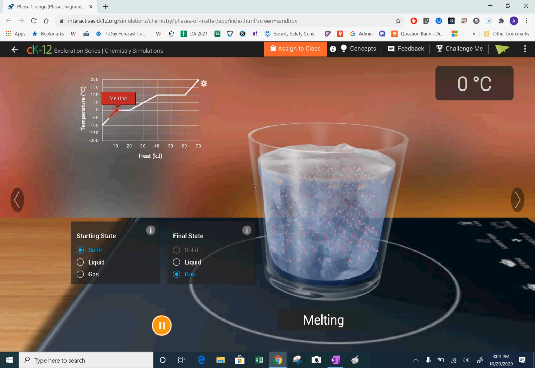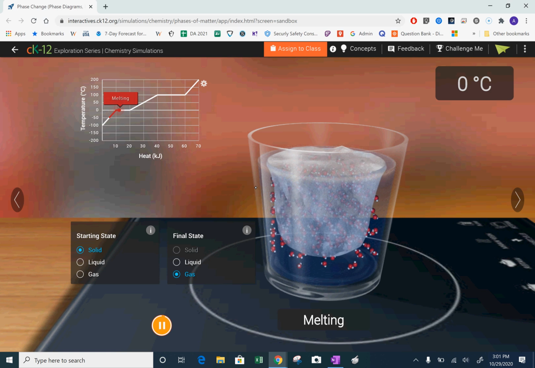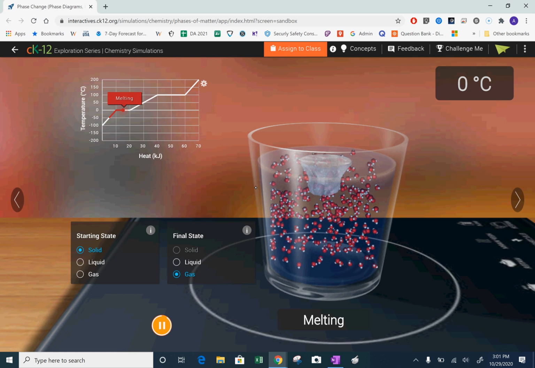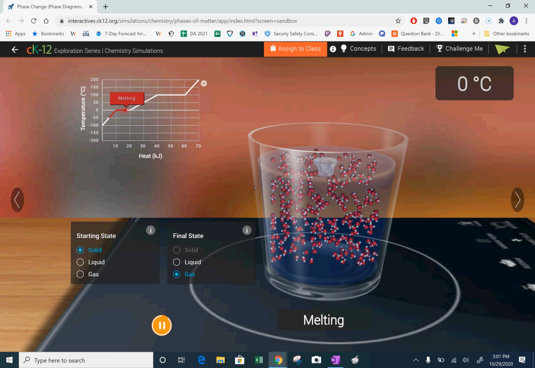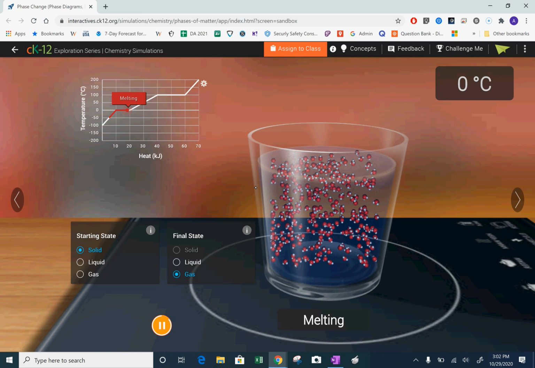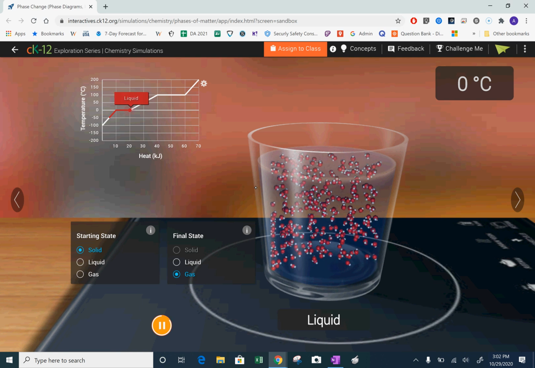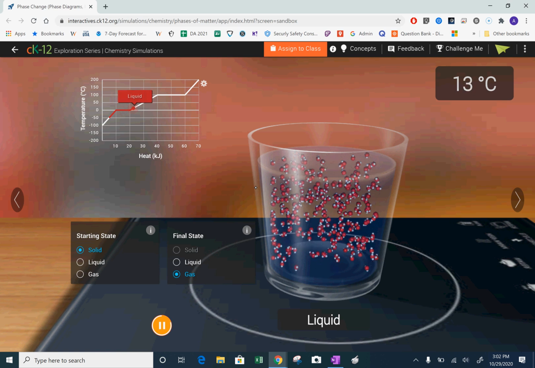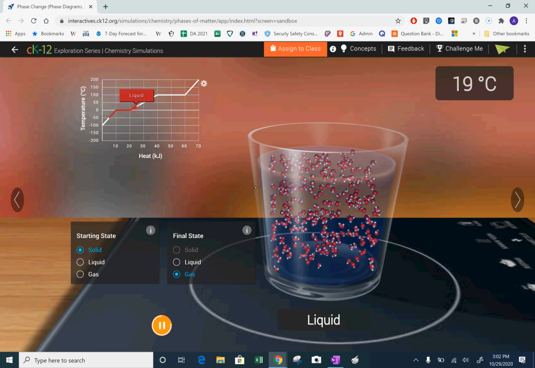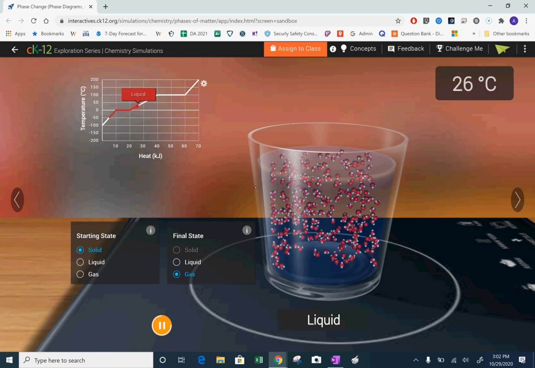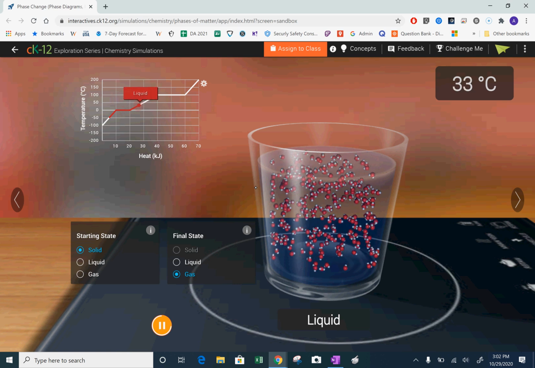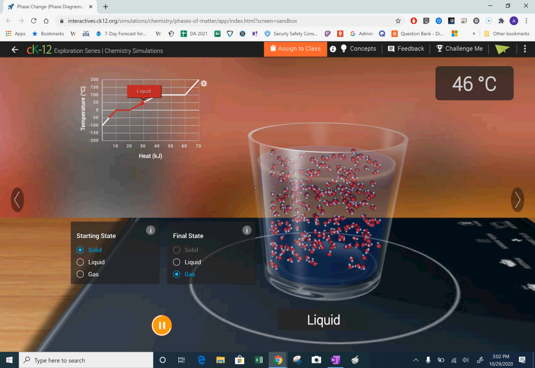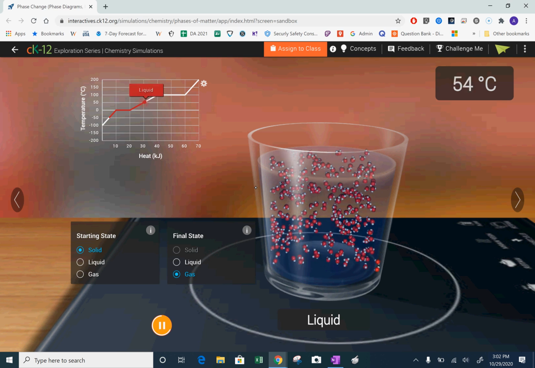So you notice the temperature is going up, and then we start to change state. We're melting. Now the particles have freed themselves up. They're moving around, sliding past each other. And all the solid is gone. Now we have a liquid. And the temperature is increasing again. You can see the particles start to speed up as the temperature becomes higher and higher. Every now and then a particle will leave the container.